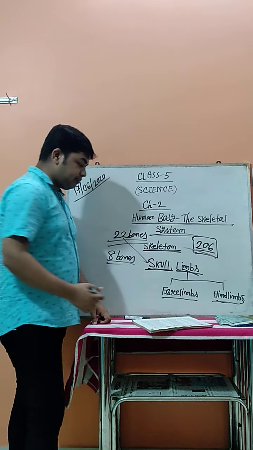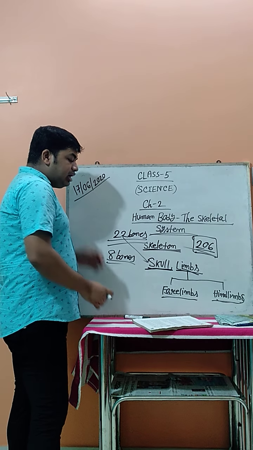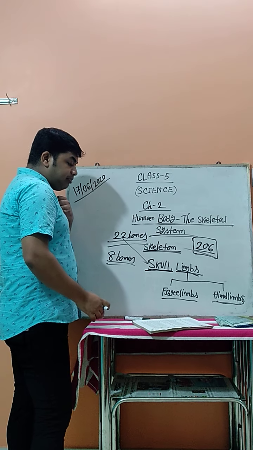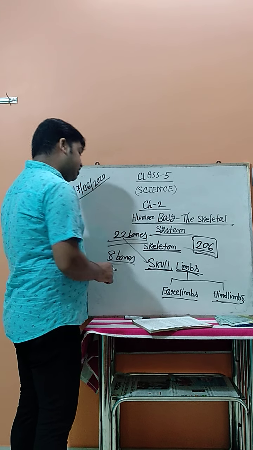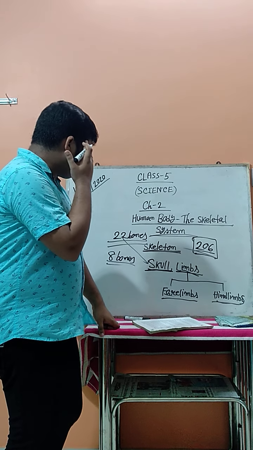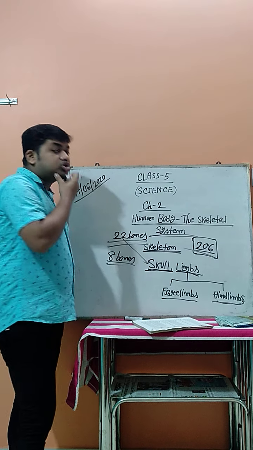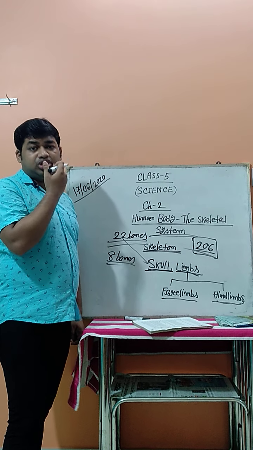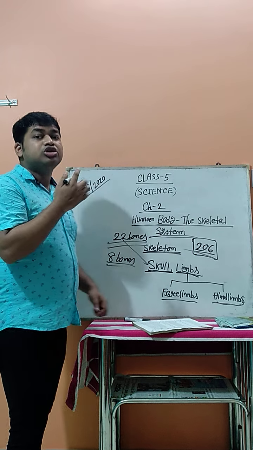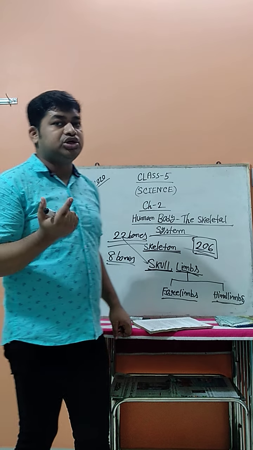The bones of the skull are fixed, and we are able to talk because of the movement of the lower jaw. All the other bones are fixed in their position except the lower jaw. The lower jaw can move. This portion is called the lower jaw, this one the upper jaw. It can move up and down. For that reason only, we are able to talk.